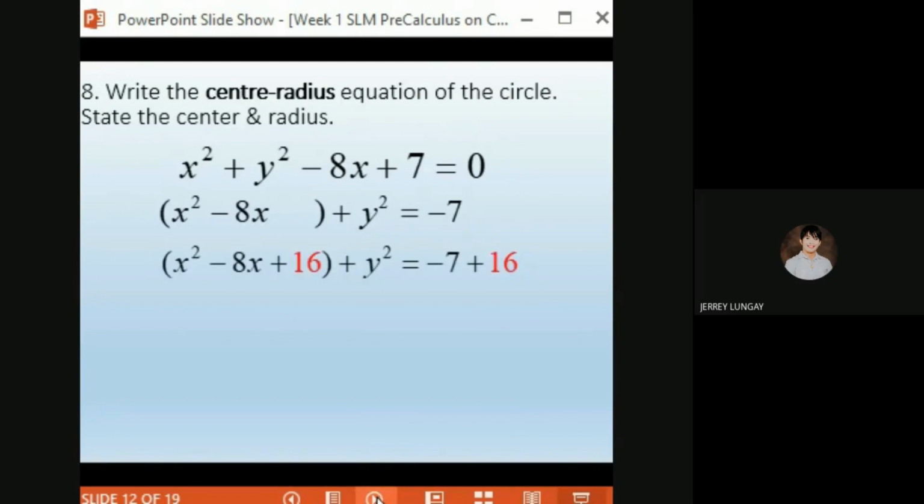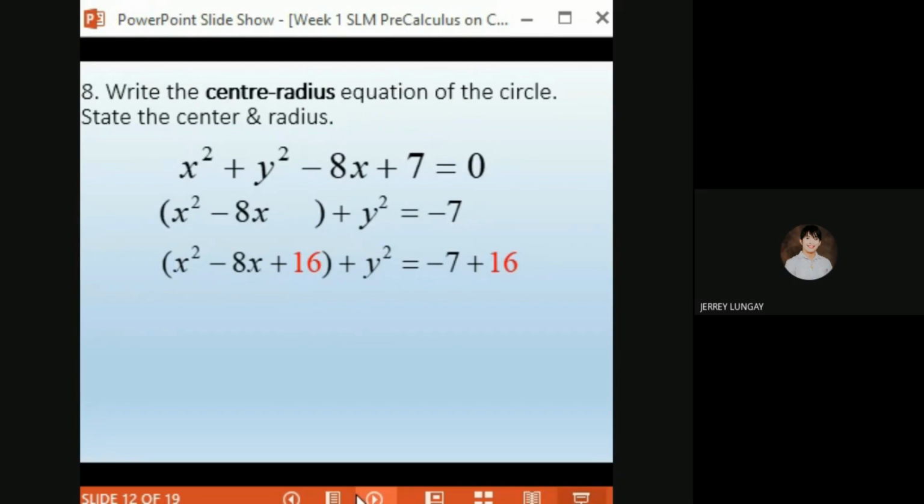In completing the square, that is one half of b, squared. So one half of negative 8 is negative 4, and squaring negative 4, negative 4 times negative 4, is 16. In putting 16 on the left-hand side of the equation, to make the equation balance, you must put 16 on the other side. Then simplify.